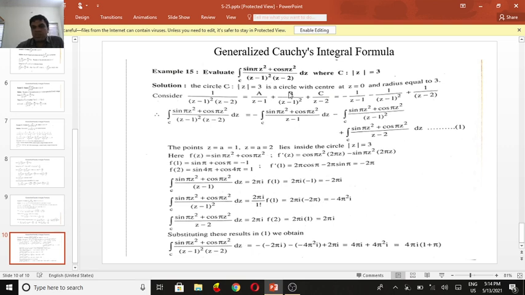So substituting in the given equation, the integral of (sin pi z square plus cos pi z square) divided by (z minus 1) square into (z minus 2) dz is minus of minus 2 pi I, minus of minus 4 pi square I, plus 2 pi I. Simplifying totally, we get 4 pi I plus 4 pi square I. If we take 4 pi I as common, we get 4 pi I times (1 plus pi). This is the simple way by using Cauchy integral formulas.